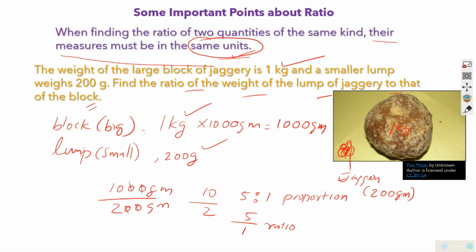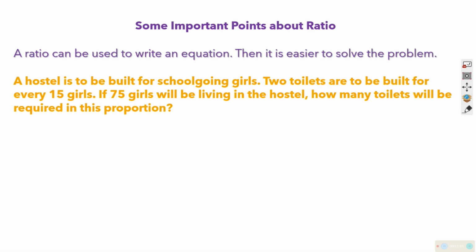Or if it is asked that of lump with block, the ratio will become upside down. That means it will become 1 upon 5 and the proportion will become 1:5. You should check which one is asked, which way it is asked. Find the ratio of the weight of the lump of jaggery to that of block. Your answer will be 1:5 in proportion and 1 upon 5 in the ratio format. Understood? So the question should be read thoroughly. Okay, so this is one important thing you should take care that the unit must be same.